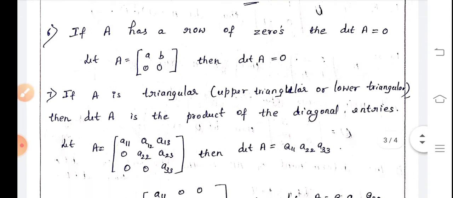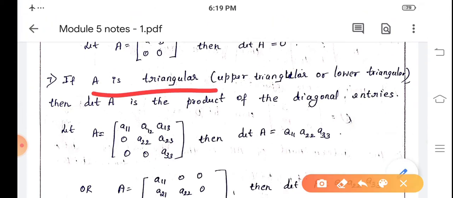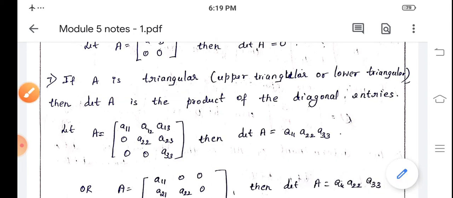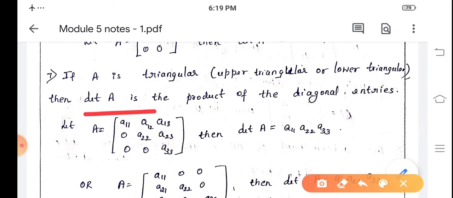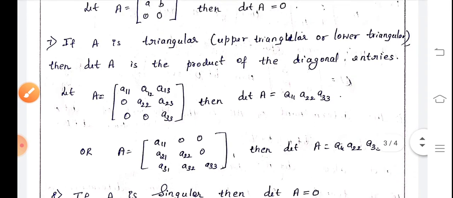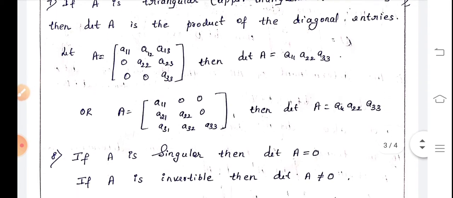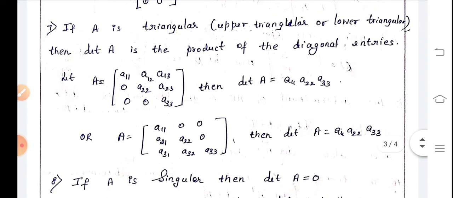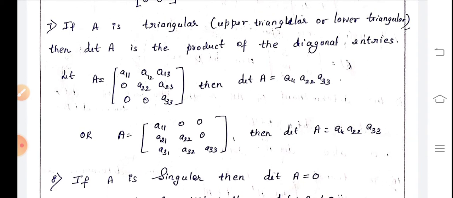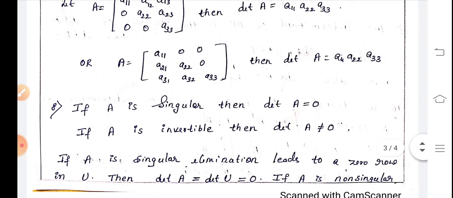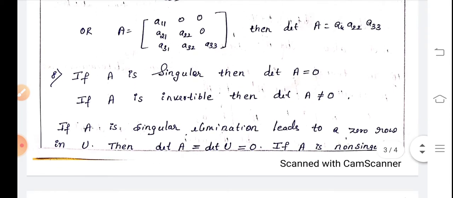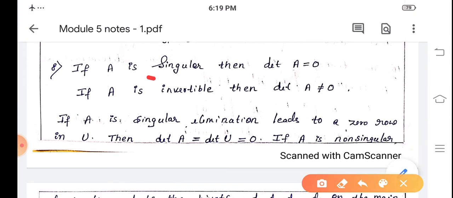Seventh property: if A is triangular, that means upper triangular or lower triangular, then determinant A is the product of the diagonal entries. That means if A is an upper triangular matrix or a lower triangular matrix, then the determinant of A is the product of its diagonal entries. Now the eighth property: if A is a singular matrix, then determinant A equals 0.